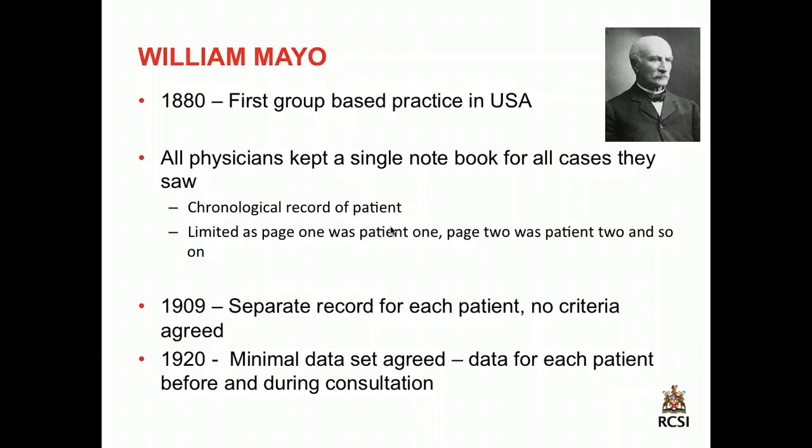Individual records then developed later on. It took almost 30 years for this to happen in the Mayo Clinic. There was no agreed criteria. It was just whatever somebody wrote down. And I suppose almost 11 years later, people figured out we better come up with a minimal data set for each patient before and during the consultation. Very simple stuff. And of course, we're only talking about the doctor record, the doctor generated record, not the nursing record or any other. This was very much standalone. And any observations made by other staff were recorded by the doctor. So there was no contribution from others.